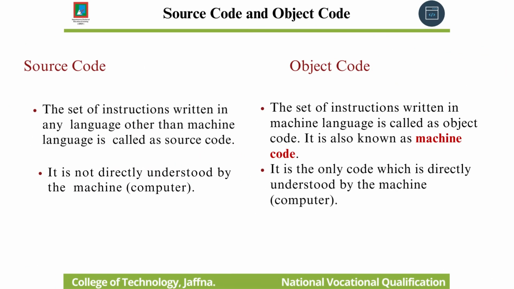Source code and object code. Source code: the set of instructions written in any language other than machine language is called source code. It is not directly understood by the machine, computer. Object code: the set of instructions written in machine language is called object code. It is also known as machine code. It is the only code which is directly understood by the machine, computer.